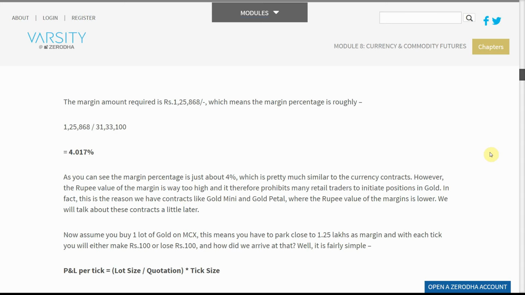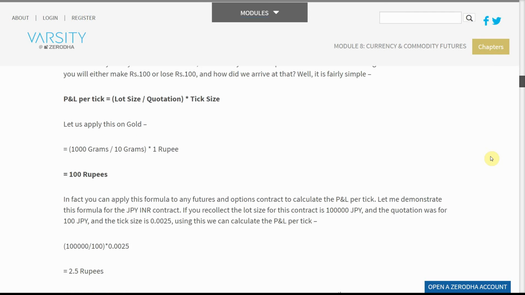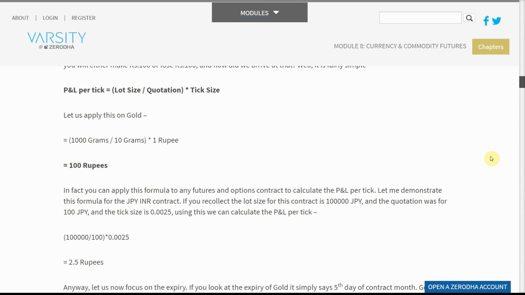Now assume you buy one lot of gold on MCX. This means you have to pay close to 1.25 lakhs as margin, and with each tick you will either make 100 rupees or lose 100 rupees. And how did we arrive at that? Well, it is fairly simple. P&L per tick equals lot size / quotation * tick size. Let us apply this on gold. Equals 1,000 grams / 10 grams * 1 rupee. Equals 100 rupees.